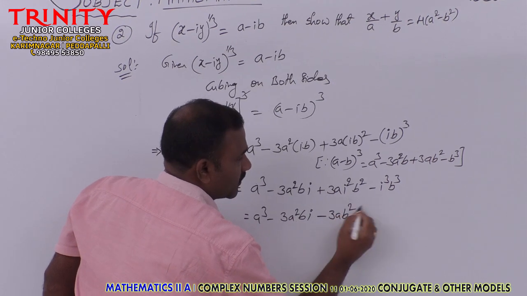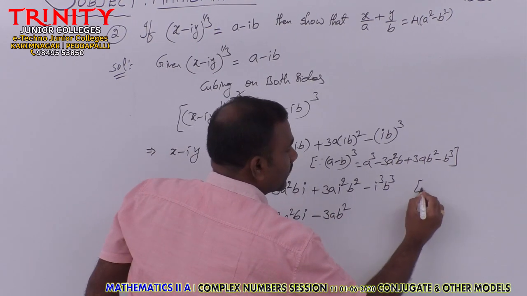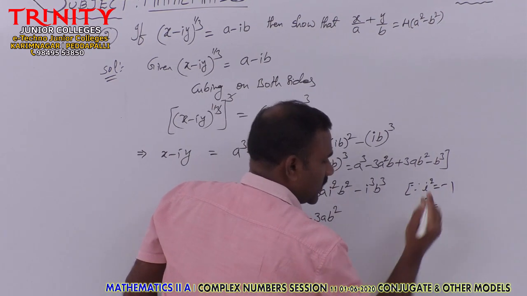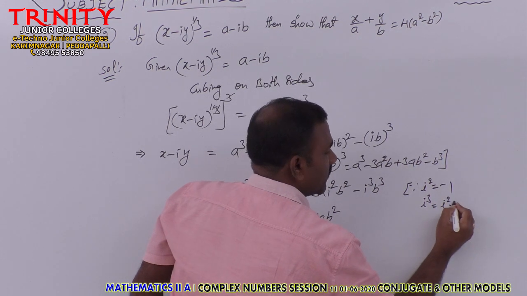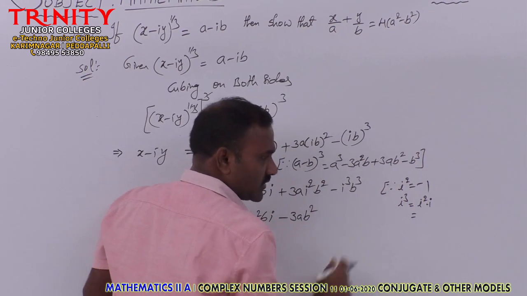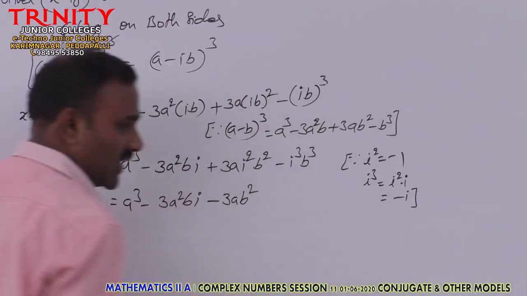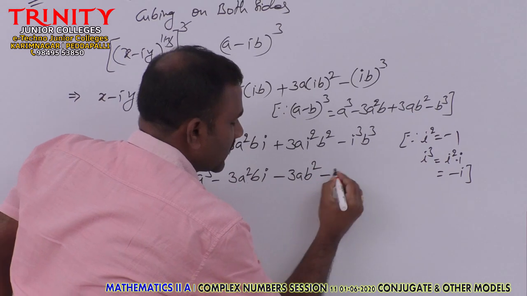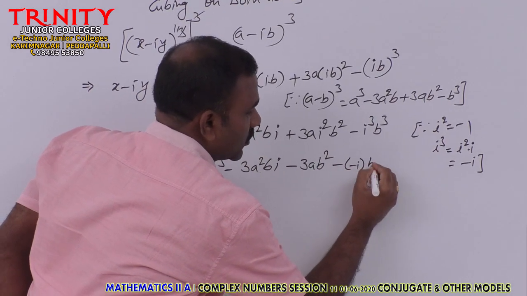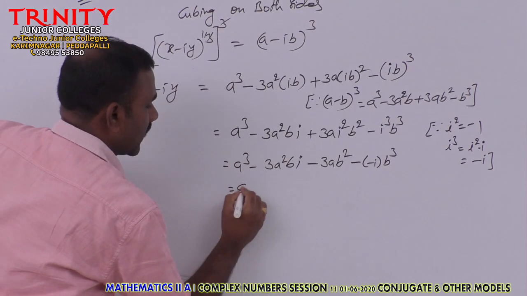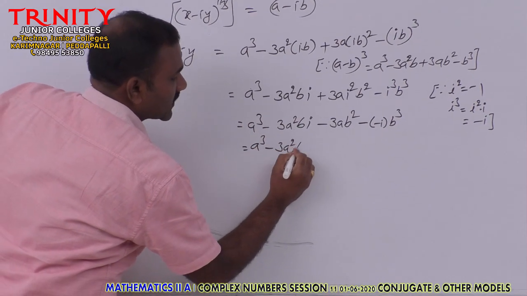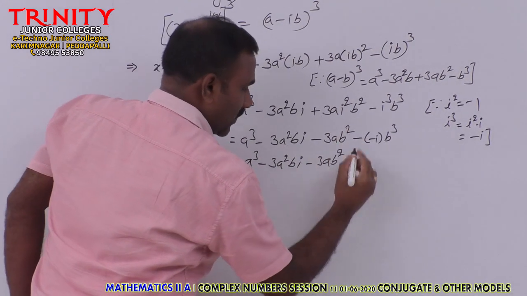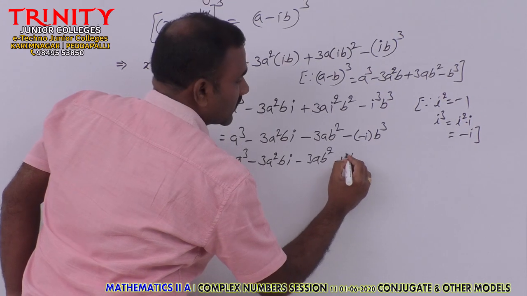Minus 3ab square i cube value. Since i square equals minus 1, what about i cube? i cube is nothing but i square into i. i square value is minus 1, then it becomes minus i. Therefore, i cube value is minus i. Already minus is there, minus of minus i into b cube. a cube minus 3a square bi minus 3ab square minus into minus plus i b cube.